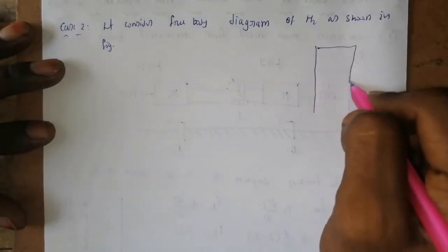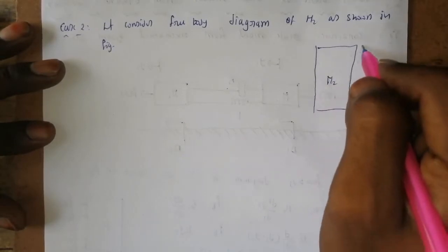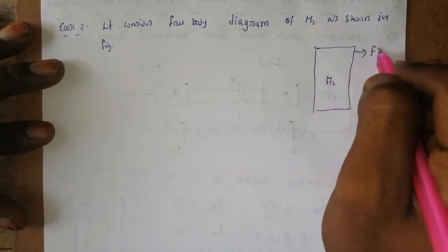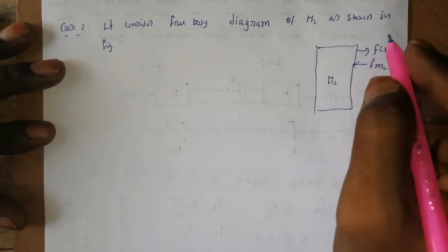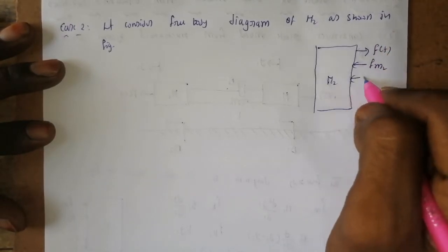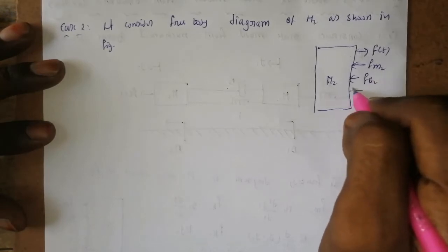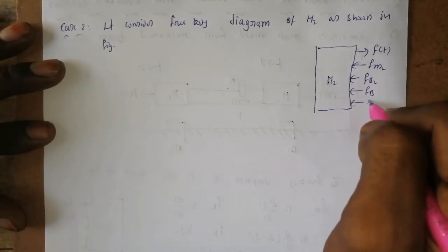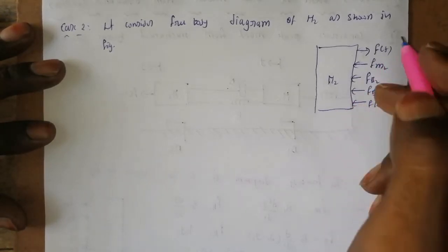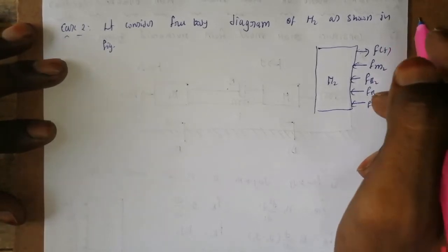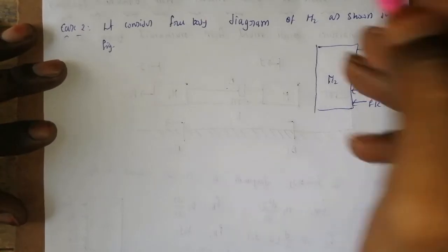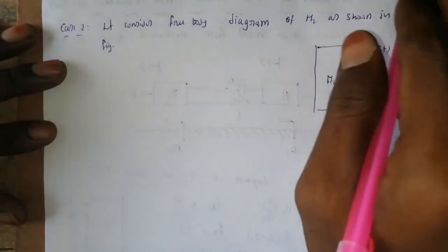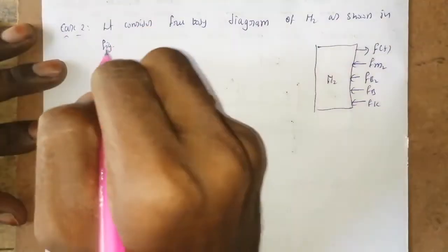So this is the free body diagram, and here there is one applying force, that is f of t, and the opposing forces are fm2, fb2, fb and fk. So here four opposing forces and one applying force are acting. Now we can determine what the elements are.